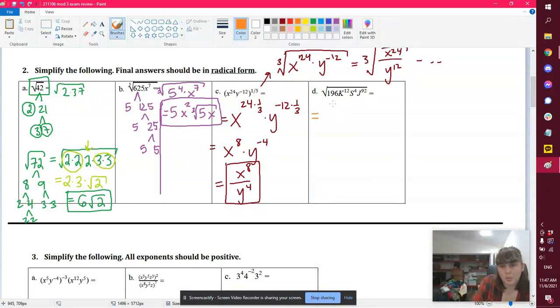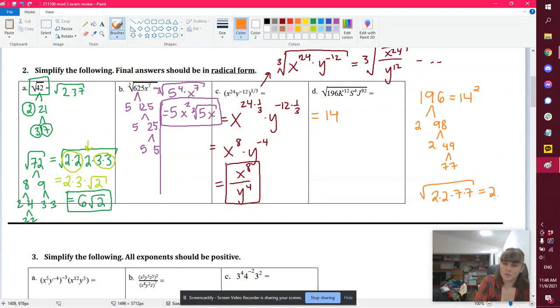Here, 196 is 14 squared. So if you know that it's a perfect square, we can just turn it into 14. Otherwise, we would want to divide by 2 and get 196 divided by 2, get 98. 98 divided by 2 is 49. This is 7 and 7. Then the square root of 2 times 2 times 7 times 7 is just 2 times 7, which is 14.